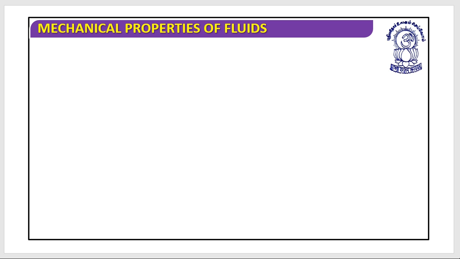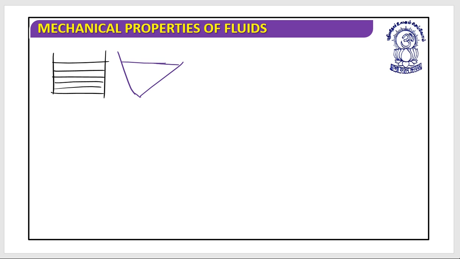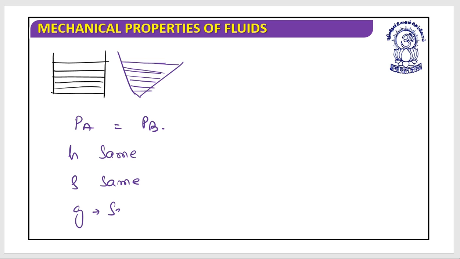So from this it must be clear that if this was the situation, that this is one fluid and this is another fluid, and they have been filled up to the same level. Yes, so this is pressure at A, this is pressure at B, and they must be equal, because it is the same fluid, that means density is the same, and g is always the same. I hope this is clear. Is it clear? Are you sure?